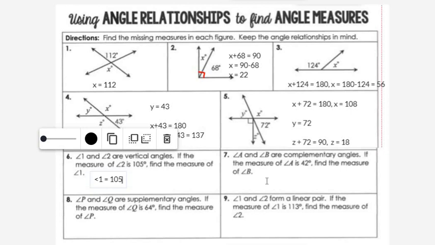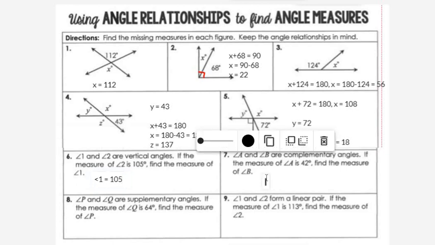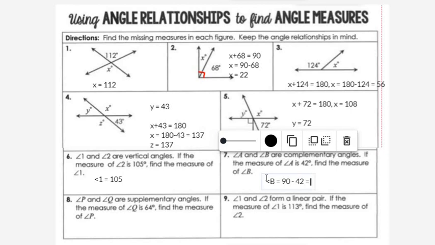Number 7, A and B are complementary angles. The measure of A is 42 degrees. Find the measure of B. Well, because they are complementary angles, B must be 90 take away 42, and that gives us 48 degrees.